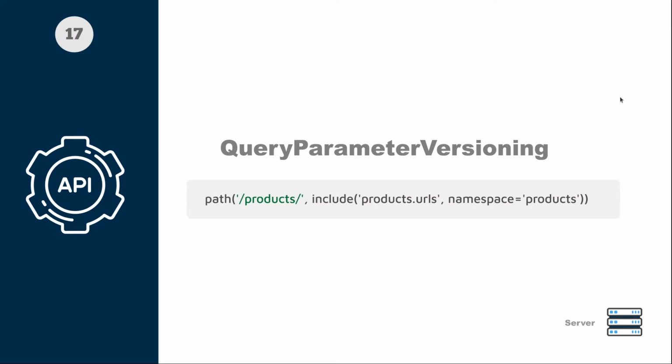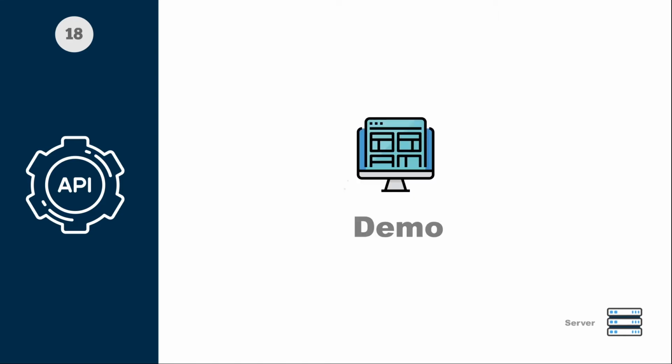Again, no special configuration unless you truly want to specify a namespace for this URL configuration. But there is no special configuration as far as configuring the URL if you want to set your URL to have a query parameter. So let's demonstrate how we can version a URL with the query parameter class. I'll see you in the demo.